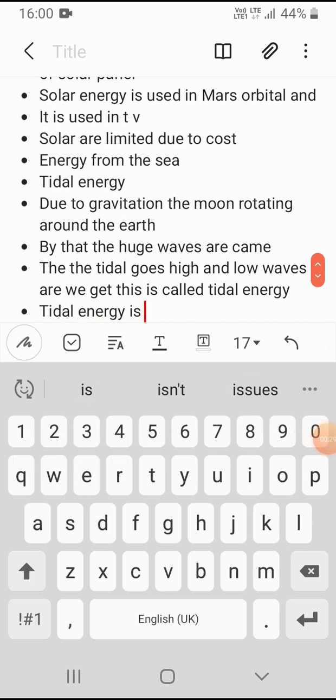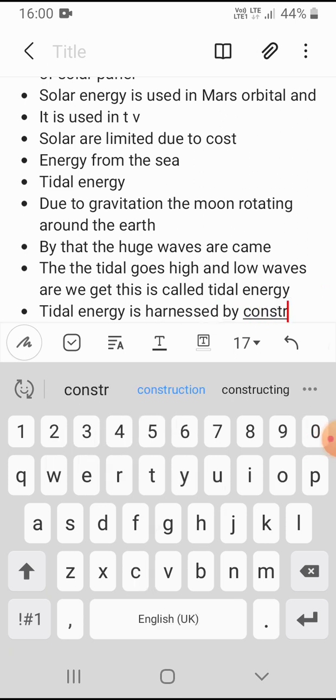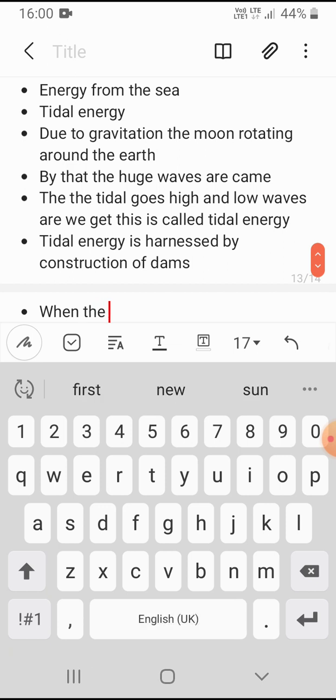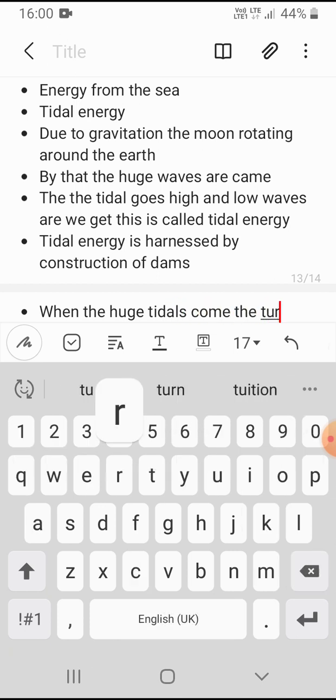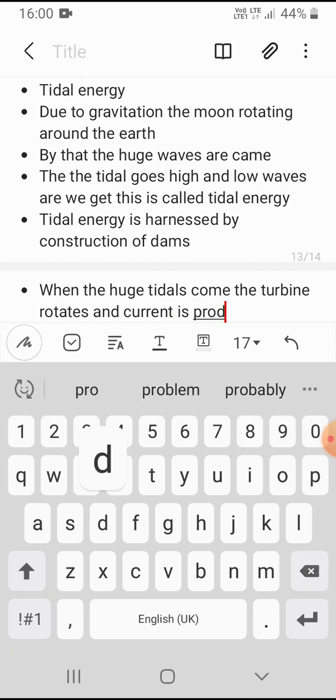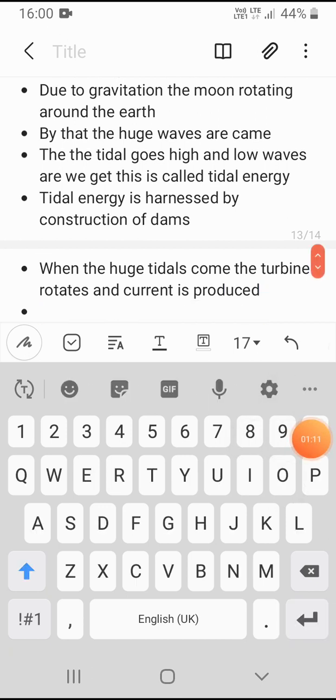Tidal energy is harnessed by the construction of a dam. When the huge tides come, the turbine rotates and current is produced.